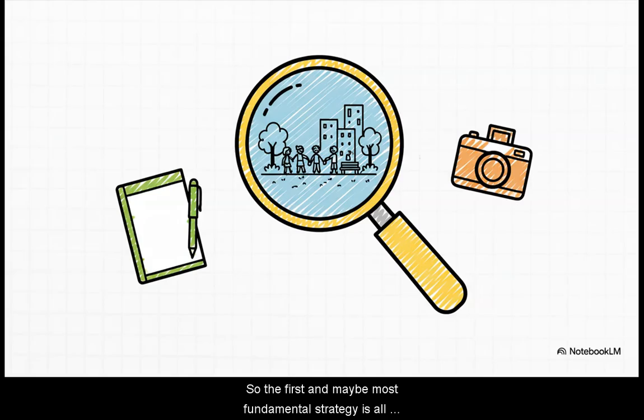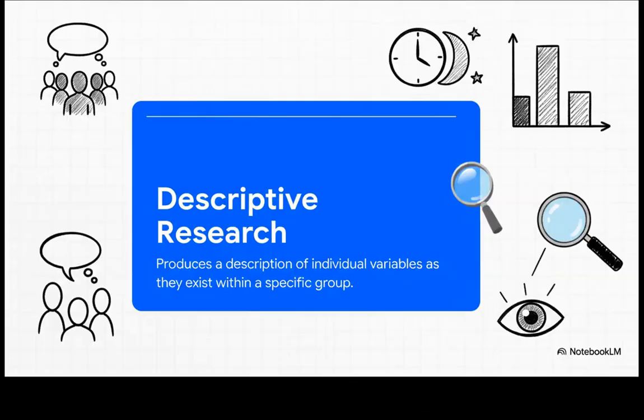So, the first and maybe most fundamental strategy is all about just watching and describing. I mean, before we can explain why something is happening, we first have to get a good handle on what is happening. And that's the whole job of descriptive research. This strategy really just paints a picture. It measures one thing, like hours of sleep, for a specific group and gives you a snapshot. Notice it's not explaining why they get that much sleep or what happens because of it. It just states the fact. This is what we saw. It's the essential starting block for everything else.